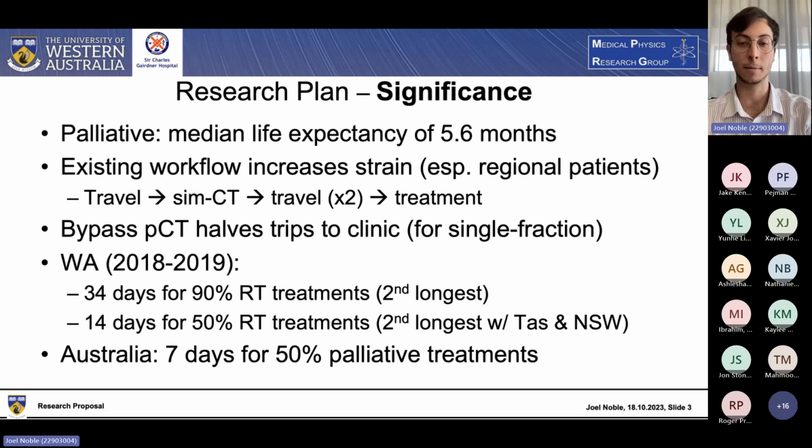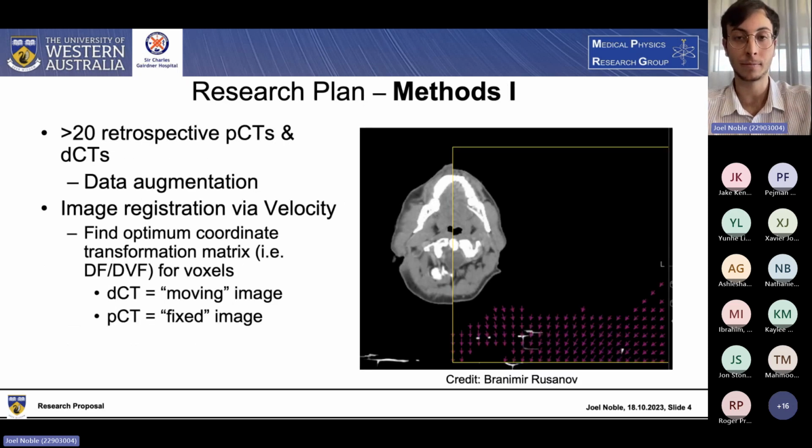And Australia-wide, palliative treatment intentions have the shortest wait time of 7 days for 50% of treatments, but that still indicates that there's significant room for improvement in both reducing the number of visits to the clinic and reducing the time until their symptoms are addressed.